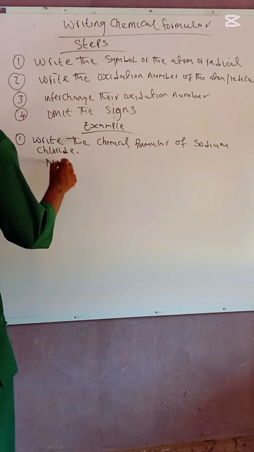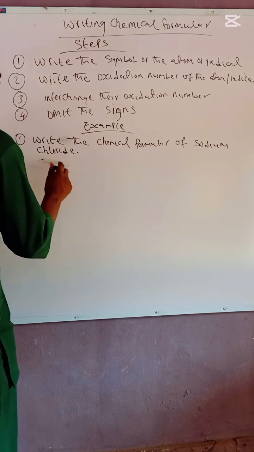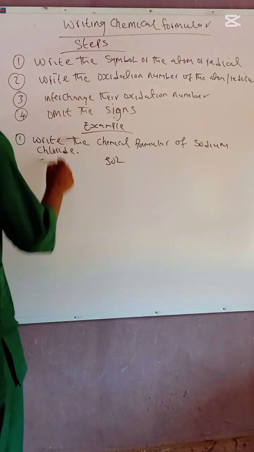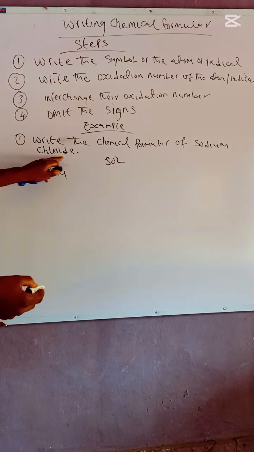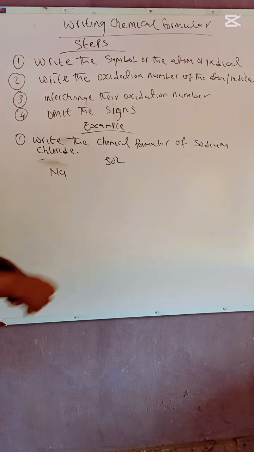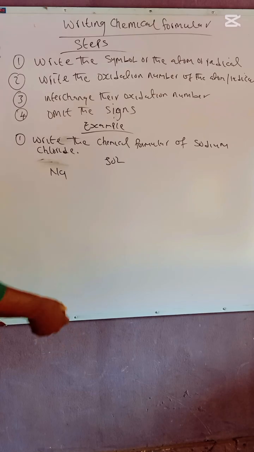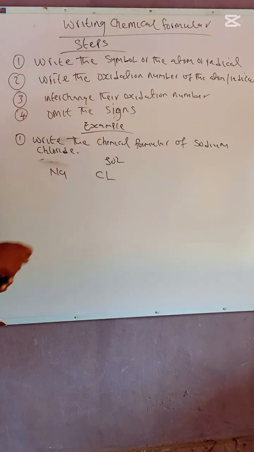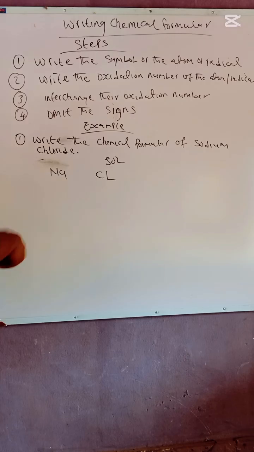Solution. Symbol of sodium na Na. Wetin be symbol of chloride? Chloride na chlorine. Just that when chlorine join with other elements, they call am chloride. But chloride na chlorine. So you come write Cl, chlorine Cl. You don see am. You don fulfill the rule of number one. Then we come for number two.